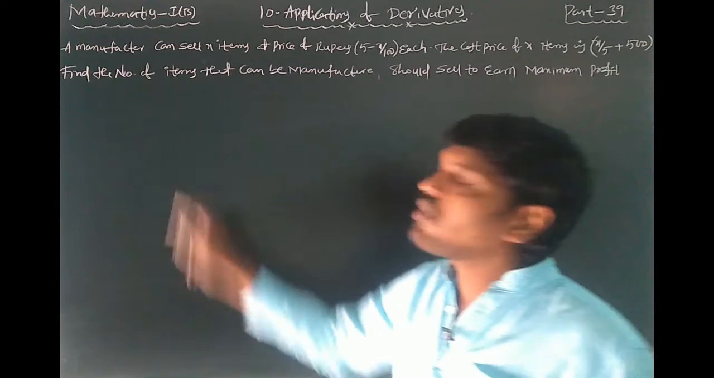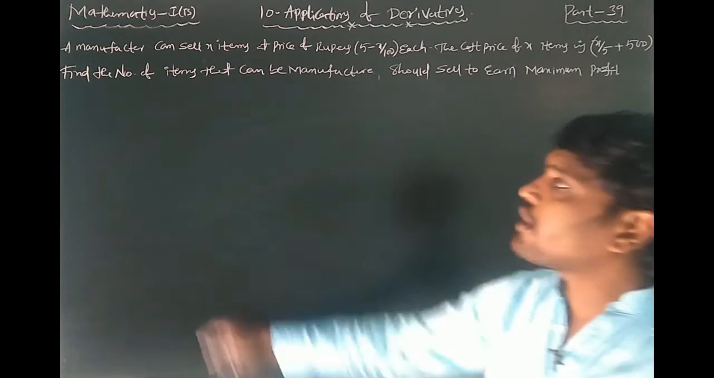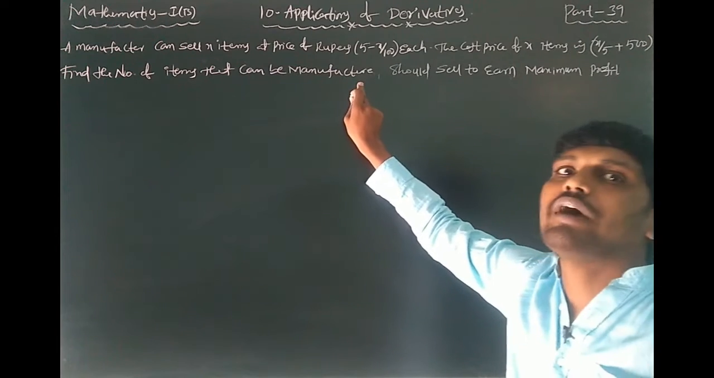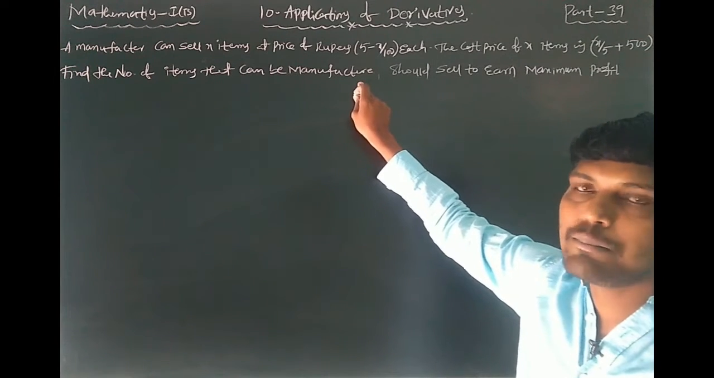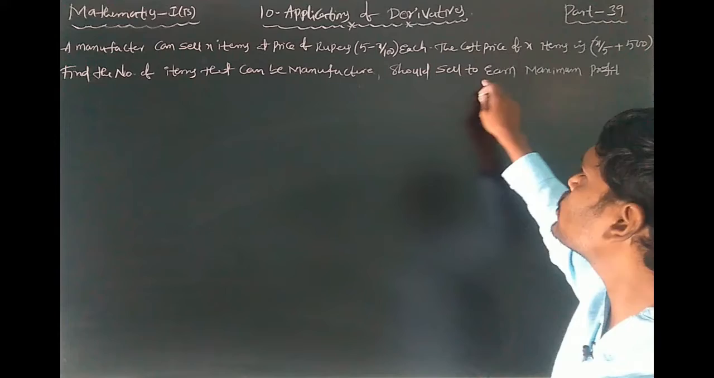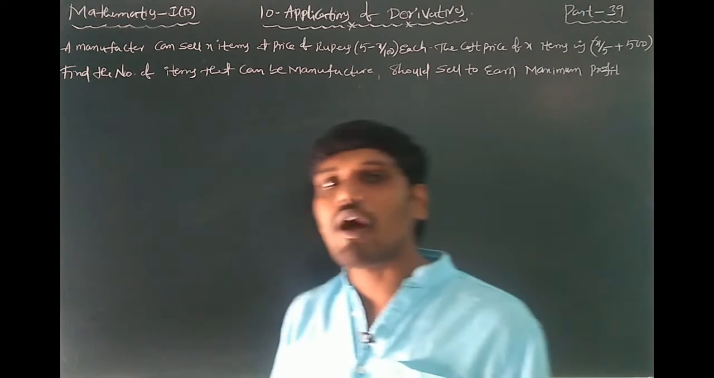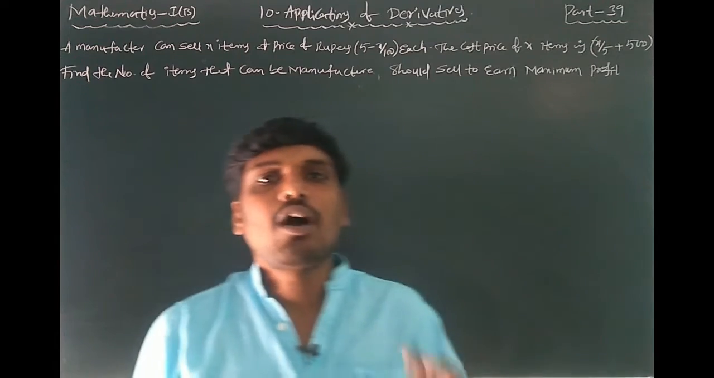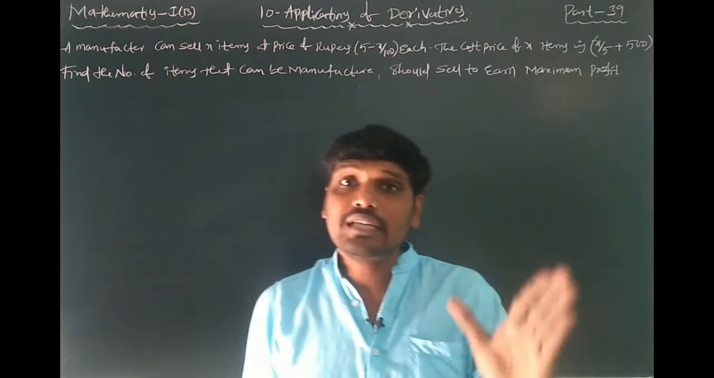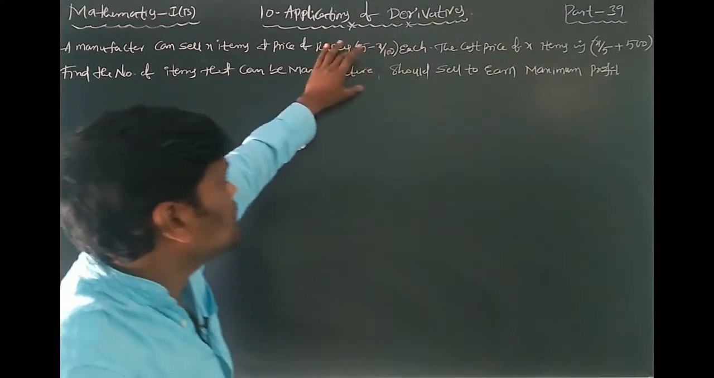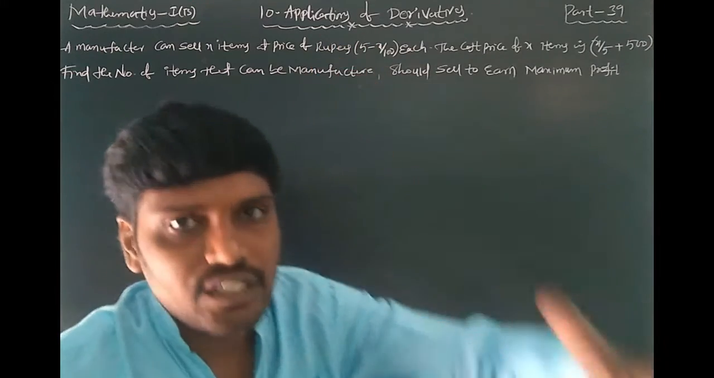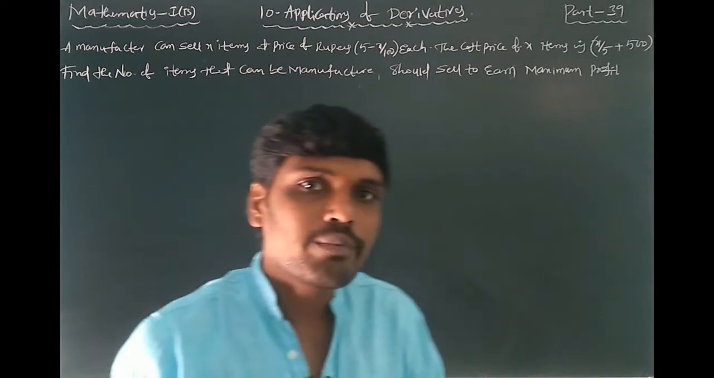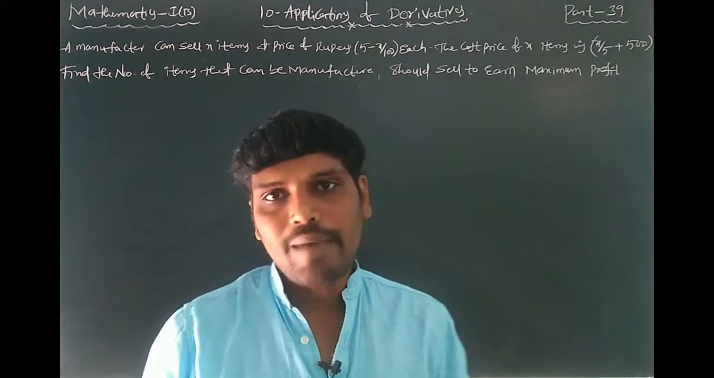Find the number of items that can be manufactured and sold to earn maximum profit. Only then can we find the number of items to manufacture, and we also have to find the maximum profit.